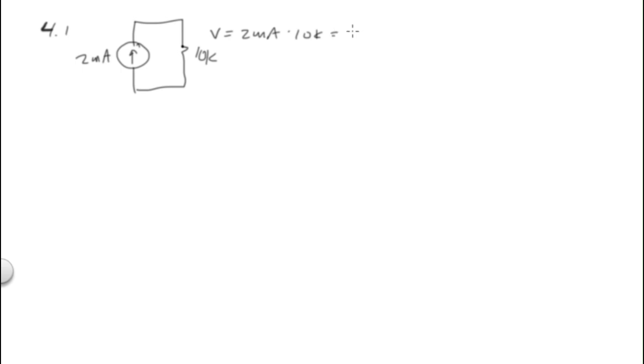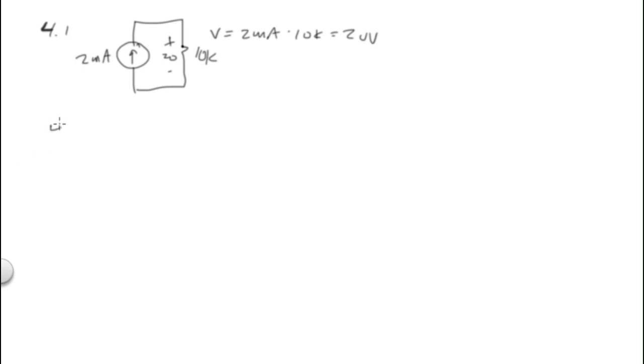So on 4.17A, we have a 2 milliamp current source. That means we're guaranteeing 2 milliamps. It's going to flow through a resistor of 10K. So it wants to know the voltage across the 10K. Well, V equals IR. V is equal to 2 milliamps times 10K, which is 20 volts. So our answer, the voltage across the 10K, is 20 volts, plus to minus.